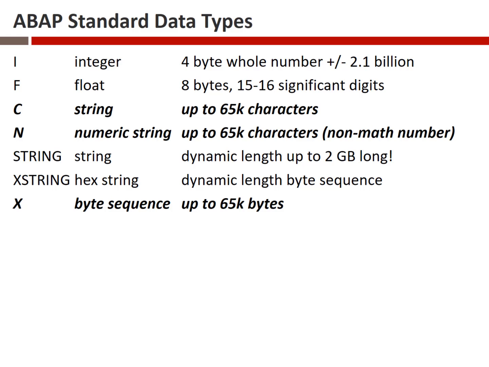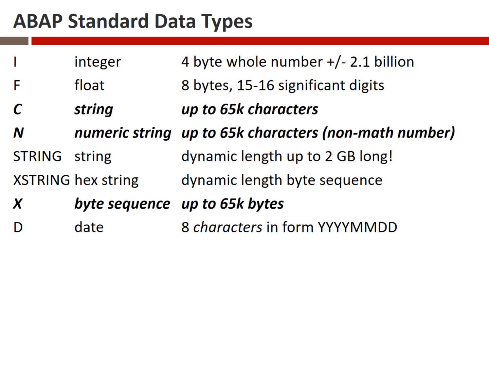X is a byte sequence up to 65K. So this is, just like C and string are kind of related to one another, with the distinction being one's incomplete and one's complete. X string and X have that same relationship, where X is a byte sequence capable of storing pretty much anything in it, but you're going to have to declare the size. And the maximum size for that is 65,000 bytes. Once again, we won't really do anything with that particular data type this semester, but I wanted you to be aware that it existed.